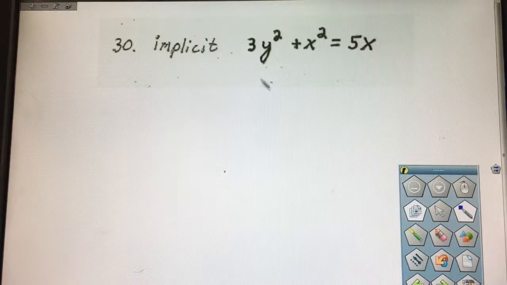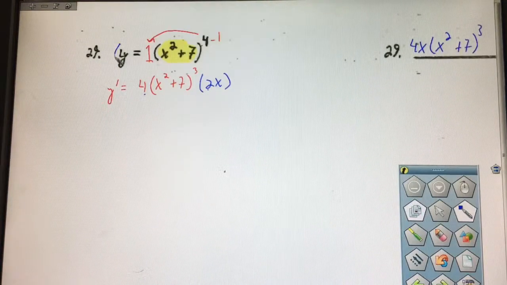Implicit. Here's the deal, you just take the derivative of everything with respect to x, which is a little strange for some people. So this derivative is not that big of a deal, it's going to be 6y, but I have to take the derivative of the guts as well. And in all these cases, what was the derivative of y?